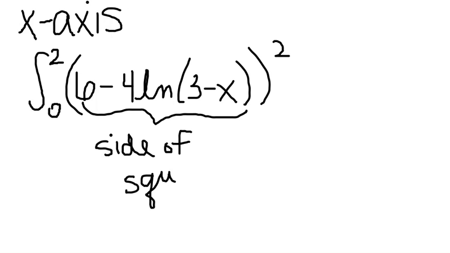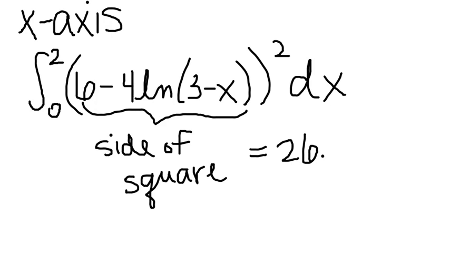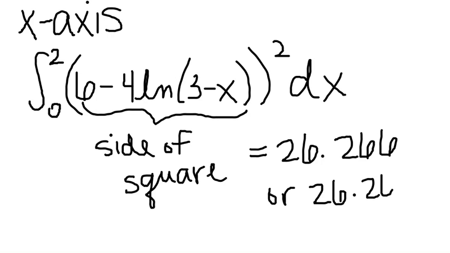Okay? So, calculator active, we're just going to go ahead and type this into our calculator and it will do the work for us. The integral from 0 to 2 of (6 minus 4 times the natural log of (3 minus x)) squared is going to give us a volume of 26.266, or 26.267. Those would both be acceptable.